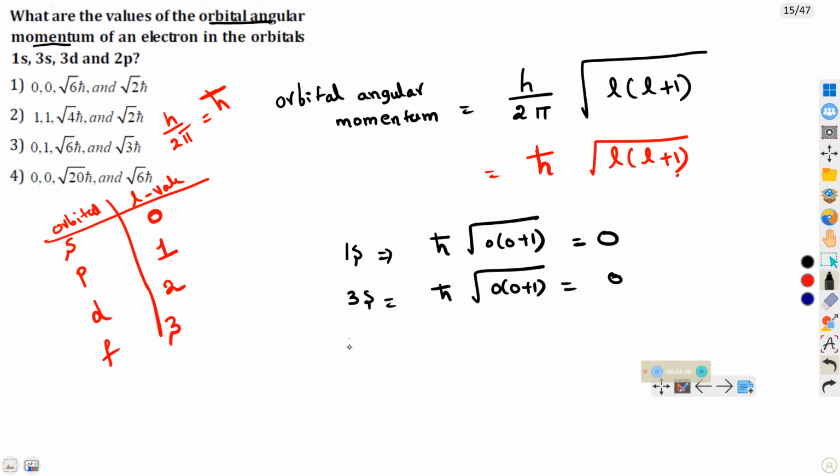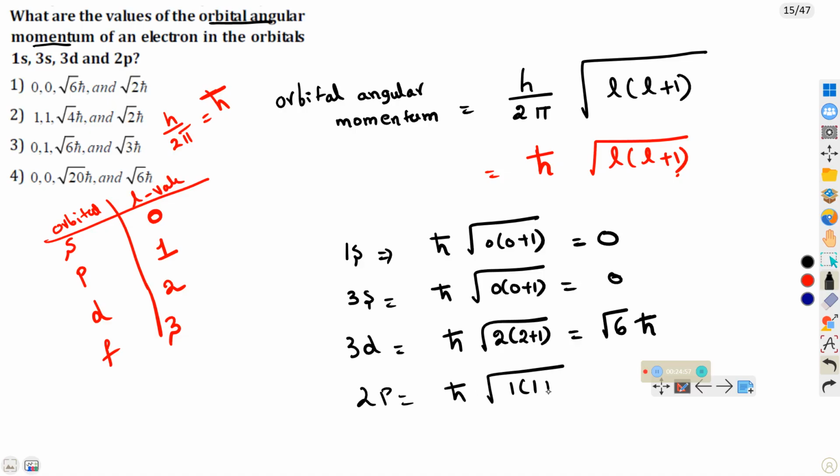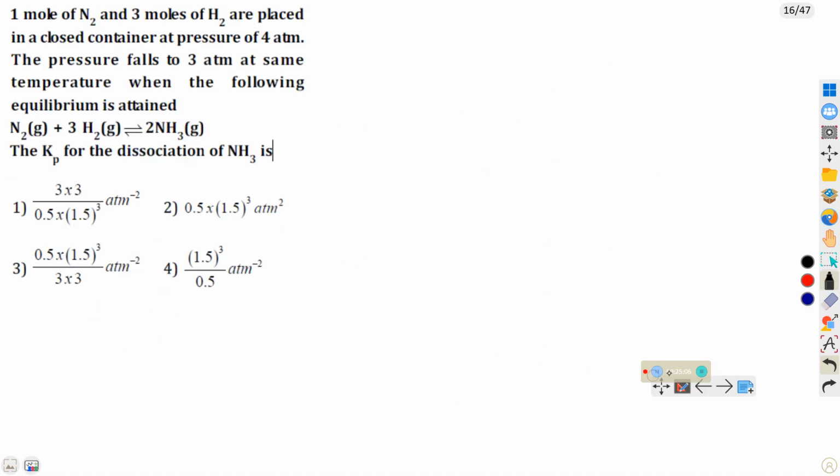For 3d orbital, h cross square root of 2 into 2 plus 1, that is 2 into 2 plus 1 is square root of 6. Square root of 6 h cross. 2p orbital h cross square root of 1 into 1 plus 1, that is equal to square root of 2 h cross. So first option is the correct option.